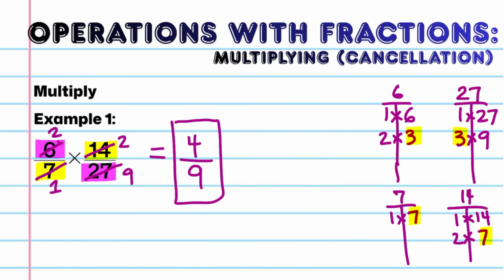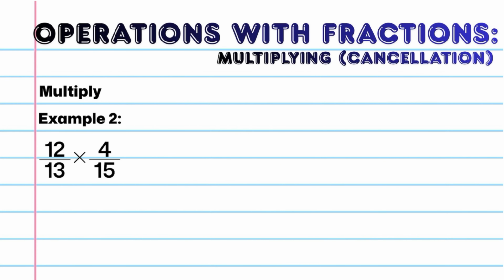Let's look at example 2. We have 12 over 13 times 4 over 15. Again, we're going to look at our diagonals. What is the GCF between 12 and 15? Then what is the GCF between 4 and 13? Well, between 12 and 15, I believe the GCF is 3, which means I'm going to divide 12 by 3 and divide 15 by 3. When I do that, 12 divided by 3 is 4, and 15 divided by 3 is 5. What about 4 and 13? Is there a GCF between those two numbers? The answer is no. So what I'm going to do is just multiply straight across.